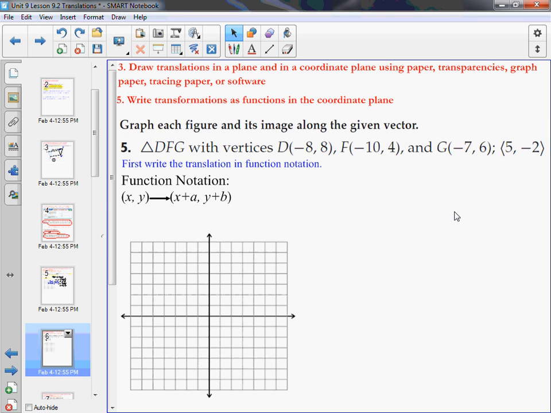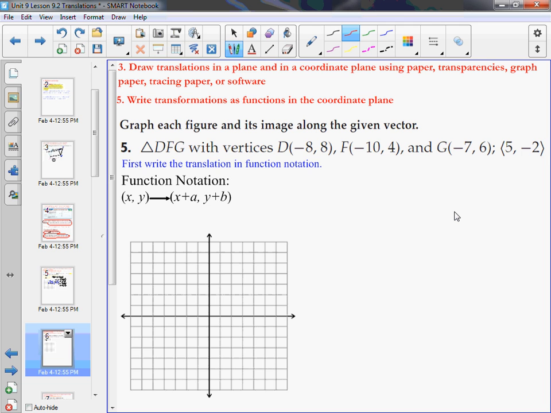All right, number 5. Triangles. I like triangles better, fewer points to move. So we're going to graph triangle DFG. So let's do that. You know, this will fit on here better if I make each space 2 by 2 instead of 1 by 1, won't it? So I think I'll do that.